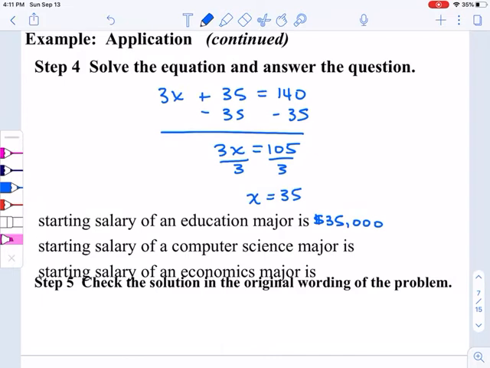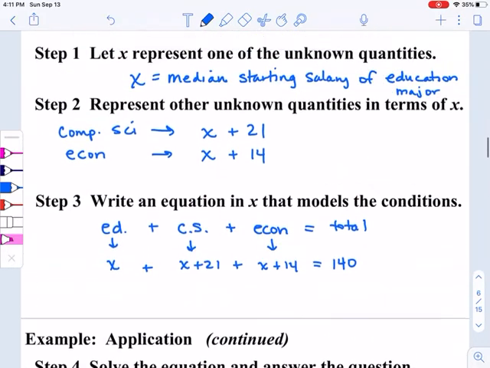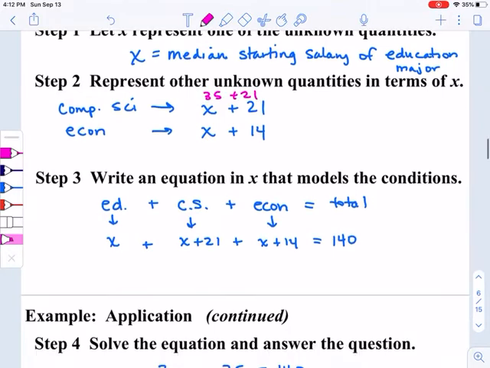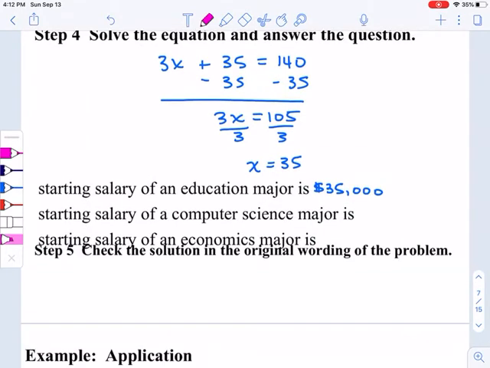The starting salary of a computer science major, well, let's go back and see our computer science. Our computer science is whatever our education major was plus 21. Well, we just found out that our education major is 35. So if I take 35 and I add 21, so 35 plus 21, that gives us $56,000.